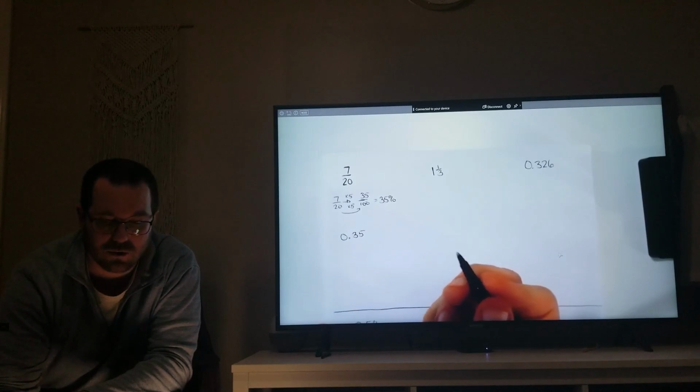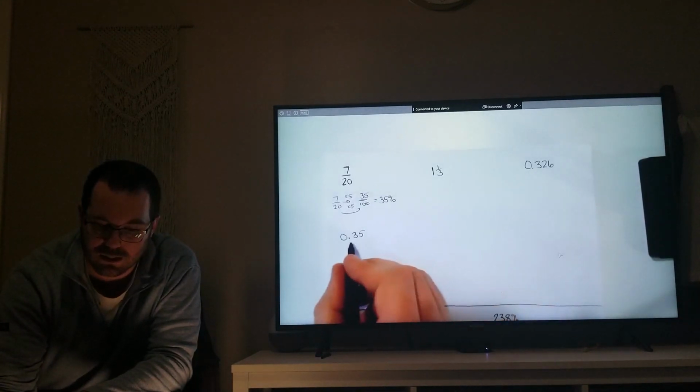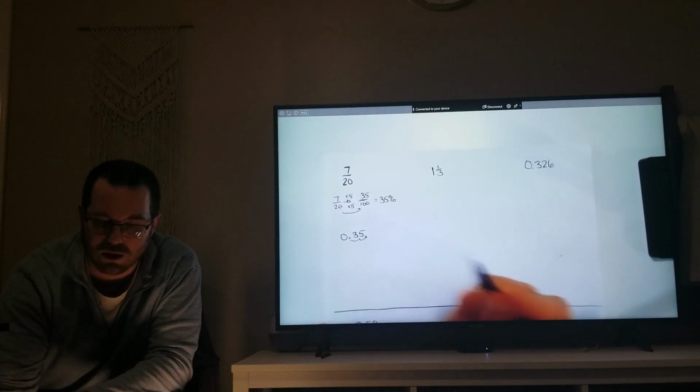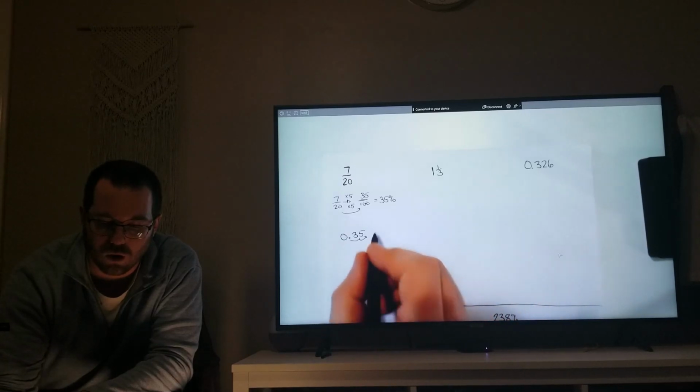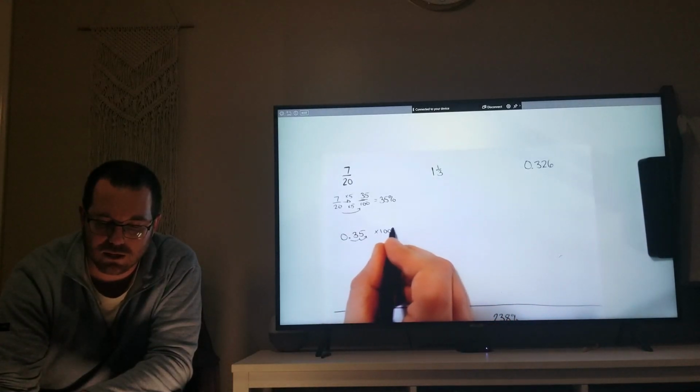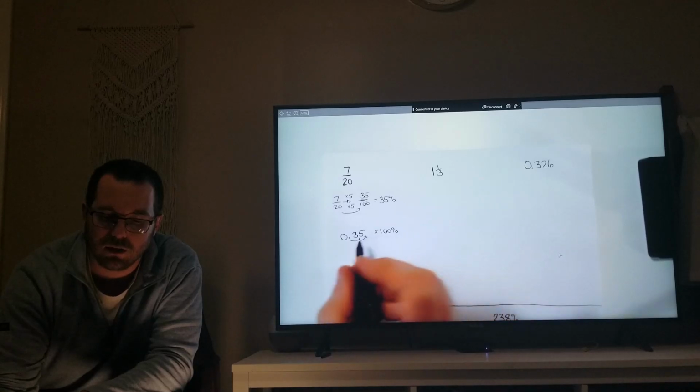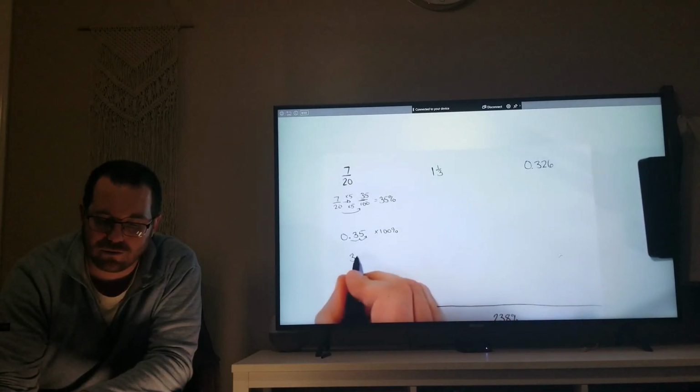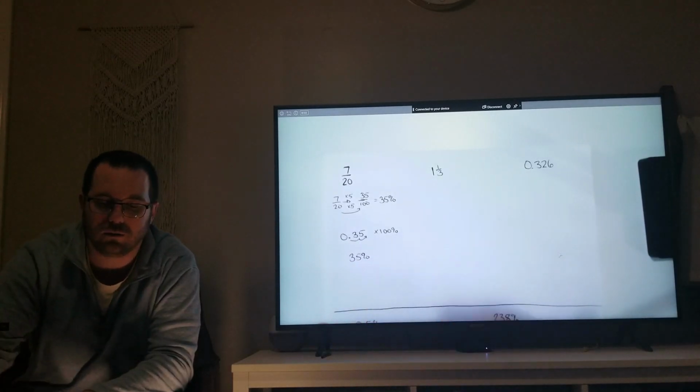And in order to turn this into a percent, we move our decimal 2 spots over, or we times it by 100%. We want to think about it that way. And we get 35% as our final value.